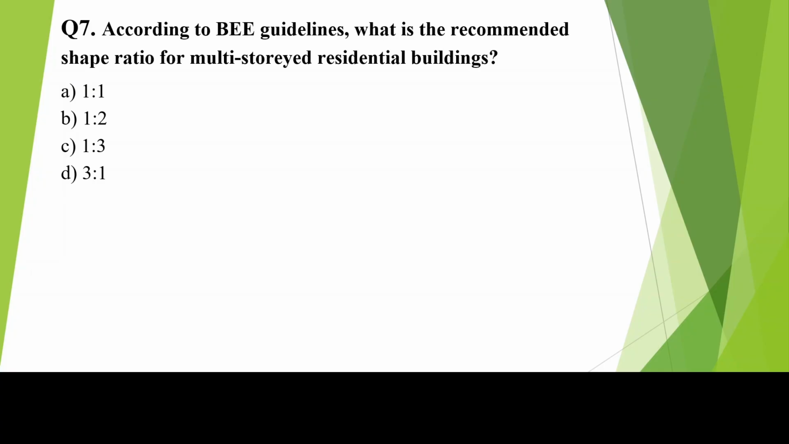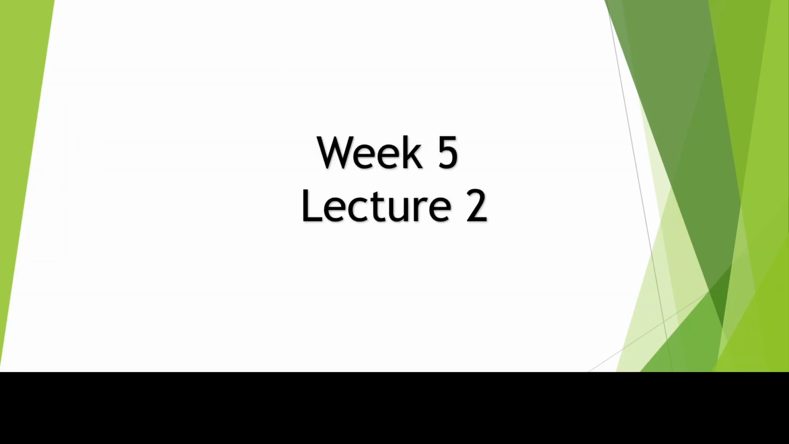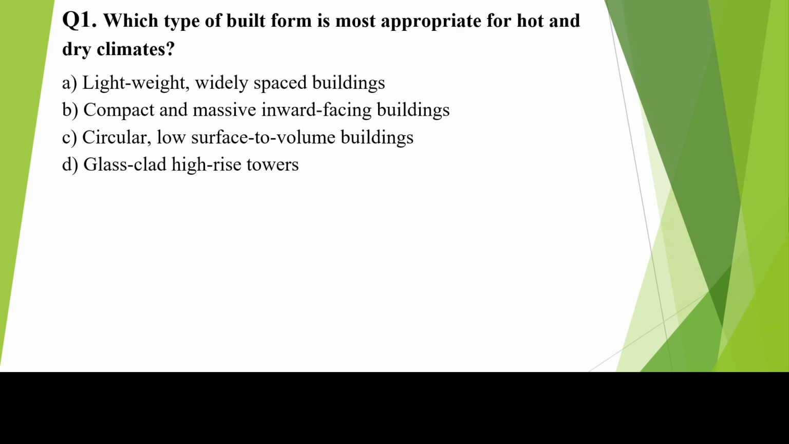That's fine. So let's move to the eighth question then. With this, the week 5 lecture 1 sample problem questions come to an end. Now we will discuss some of the questions that can be formed based on lecture 2 of week 5. Here is the first question from lecture 2 of week 5. Try to give your answers like you have given for the previous questions. Whoever knows the answer, try to give your answers in the chat box. Which type of built form is most appropriate for hot and dry climate?